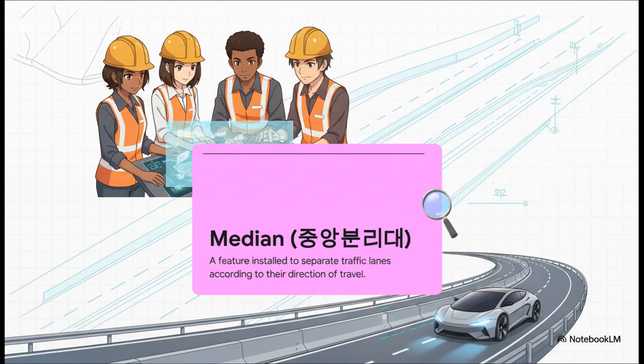On any high-speed, multi-lane road, this is the absolute non-negotiable feature that prevents head-on collisions. And just like everything else, its width and what it's made of, whether it's a concrete barrier or a grassy patch, is also strictly controlled by the KDS, all based on the road speed and where it is.